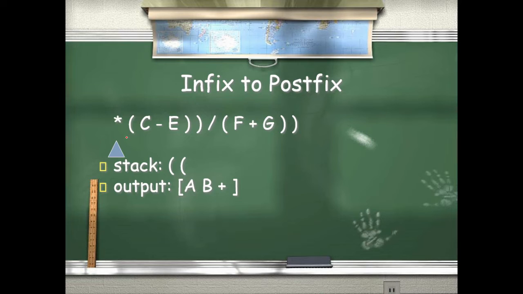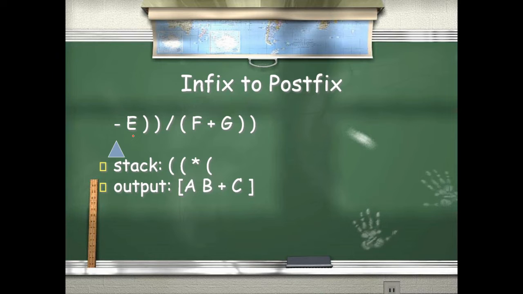Moving to the next symbol, it is star, multiplication. It's an operator. You have to put it into the stack. Then opening parenthesis, it is a symbol. You have kept it into the stack. Then comes C. C is an operand, so you will put it into the output. Then minus, it is an operator. You kept it in the stack. Then E is an operand, so put it in the output.